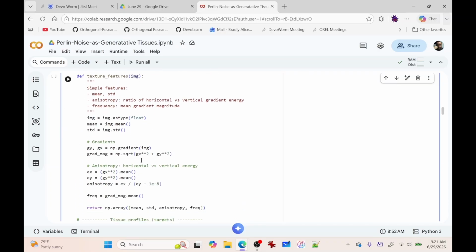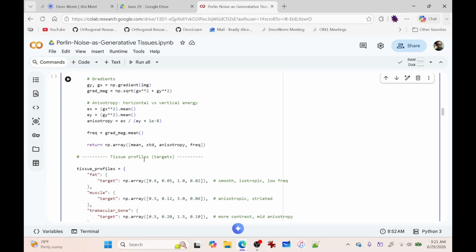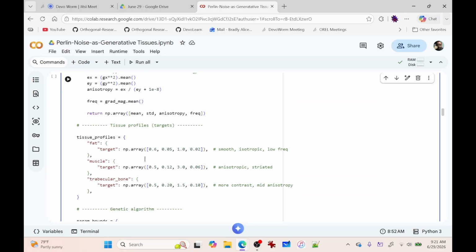So then we're going to define some texture features and our tissue profiles. So this is where we have the fat, the muscle, and the trabecular bone. So again, our parameters are different for the different types of tissue. So fat is basically smooth, isotropic, and low frequency. You'll see this in the visualizations. The muscle is anisotropic and striated.